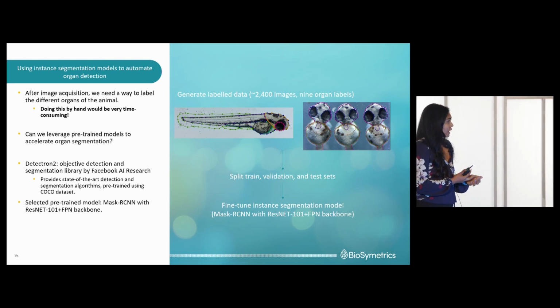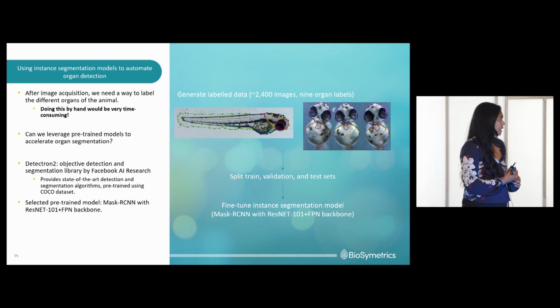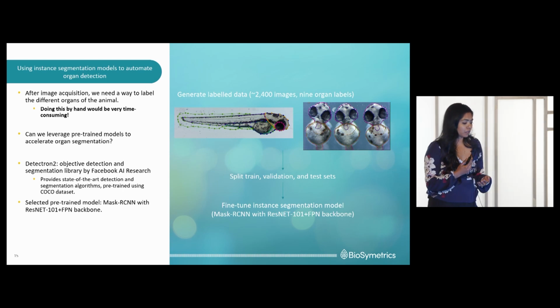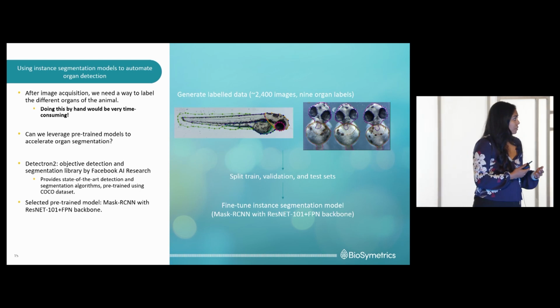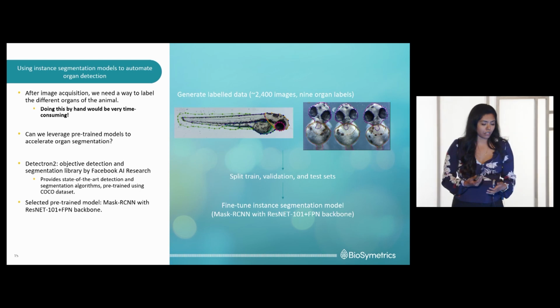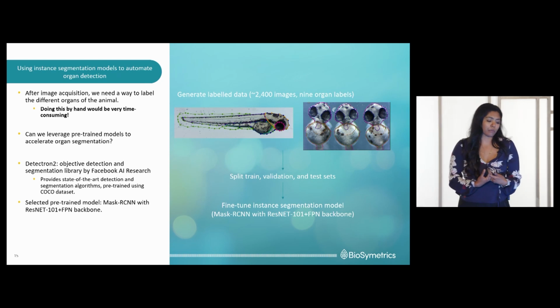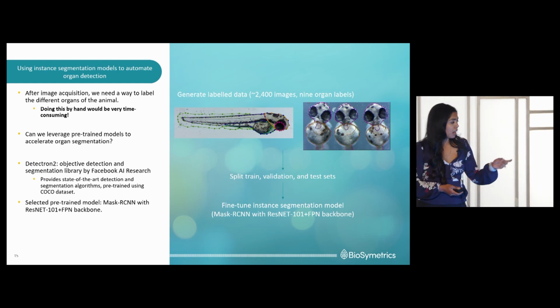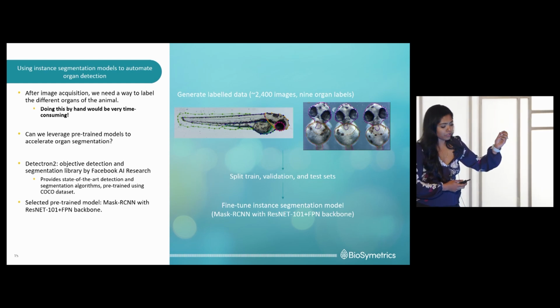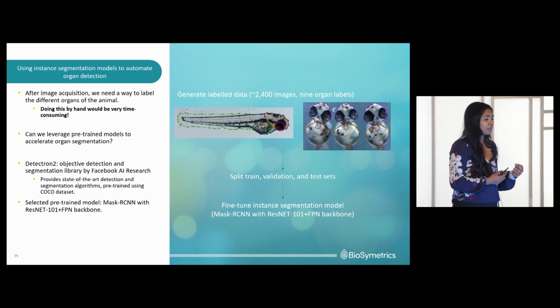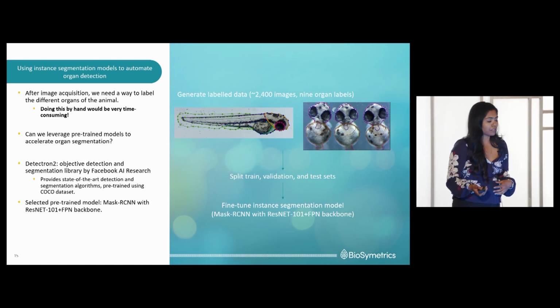So we used Detectron-2, which is an object detection and segmentation library by Facebook AI Research. It provides detection and segmentation algorithms, and they're all pre-trained using the COCO dataset and ImageNet. So the pre-trained model that we selected after a little bit of experimentation and investigation was the MaskRCNN ResNet 101 with the FPN backbone. And as you can see in the image there, we trained on about 2,400 images, and each image itself had about 7 to 9 organ labels or regions of interest, and then that was used to train the model.